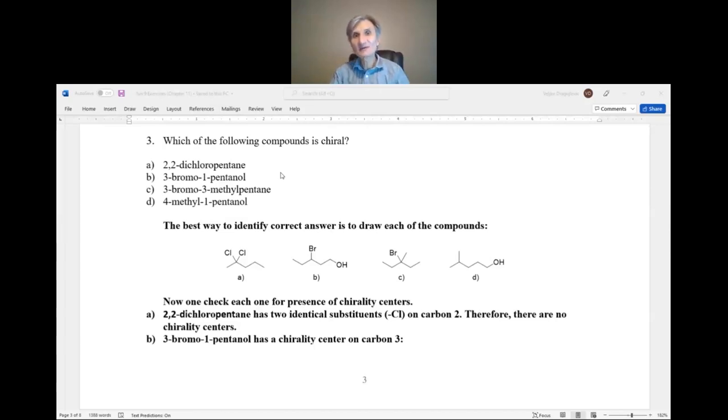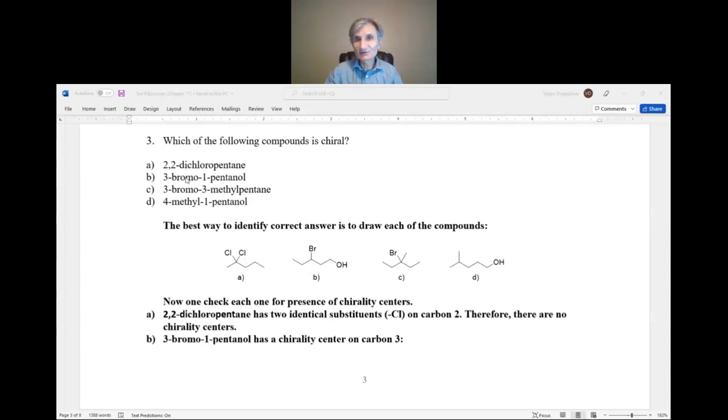If you make a mistake in converting this, particularly mentally, maybe you know how to do it, but when you're trying to imagine what 2,2-dichloropentane looks like, and then whether it is chiral, and make a mistake, well, that's on you. You don't get any points, obviously. So this is A. This is 2,2-dichloropentane.